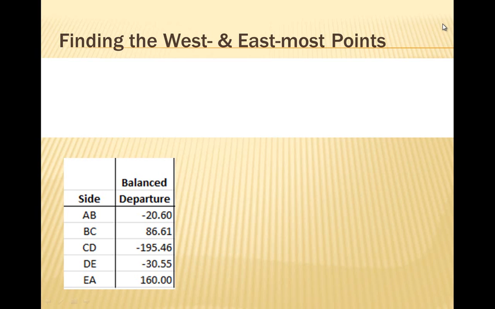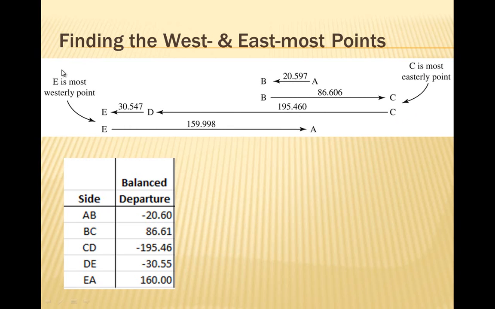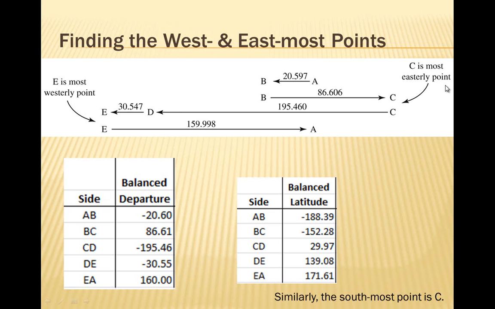So basically they're like, this is how you find the westernmost point. You start here and you go back 20. And then I go forward 86, because that's where this number comes from. And then I'm going to go backwards 195, then go backwards 30, and then forward 160. So therefore, it's obvious that E is westerly and C is easterly. And you can do the same thing for finding northmost and southmost. And so basically, they go through all this.